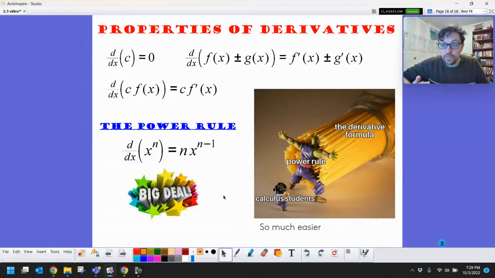Hopefully now you see the value of this power rule. It makes finding derivatives so much easier. So use it. It is great. We also have these cool properties that we're using just to have more experience with the power rule. But the big deal of the day is this power rule.